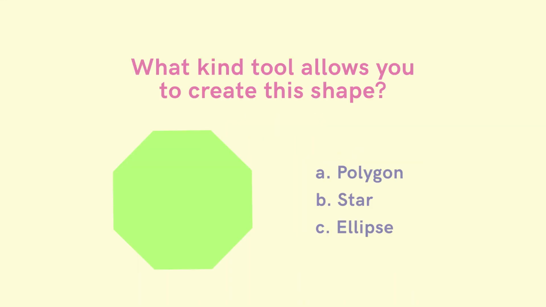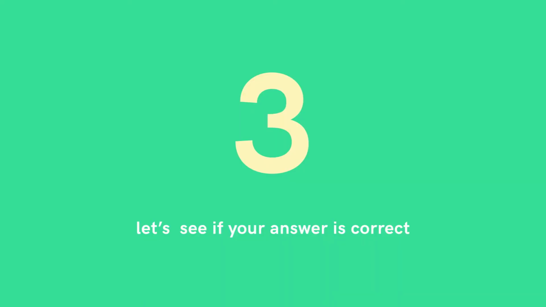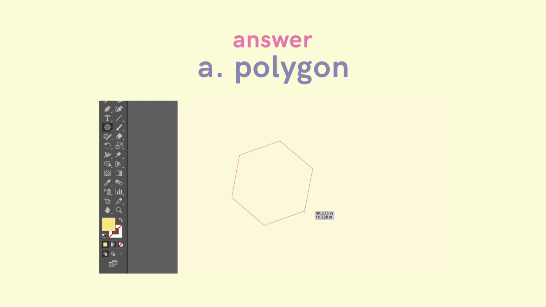Number 2. What kind of tool allows you to create this shape? A. Polygon. B. Star. C. Ellipse. The answer is A. Polygon.